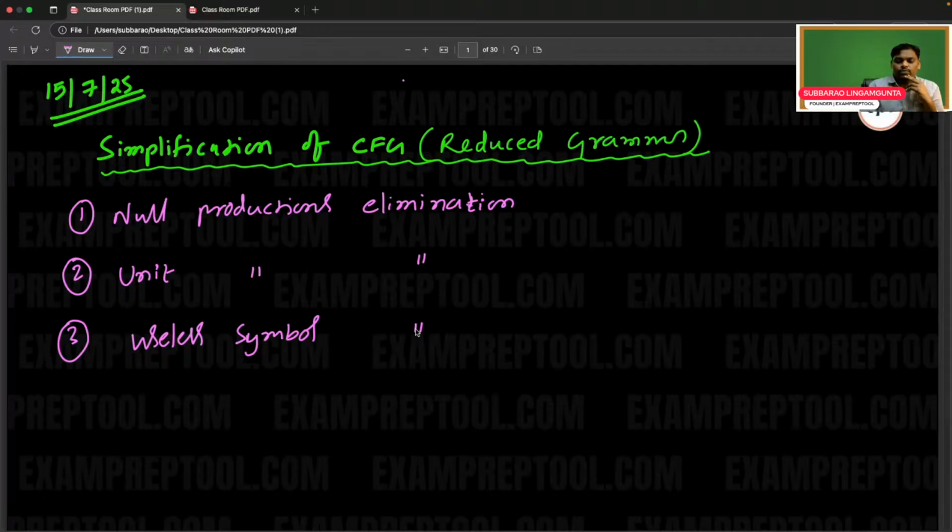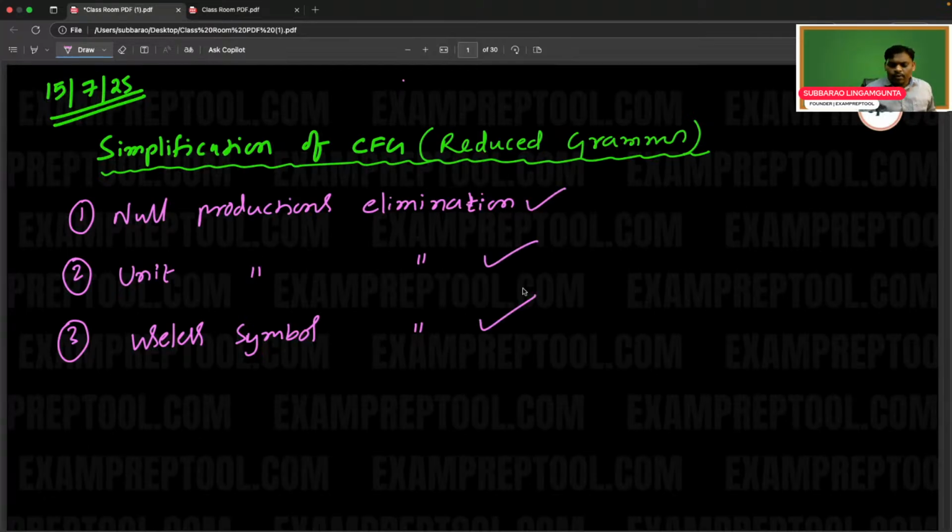Remember, this is the order also. If you don't follow this order, if you do whatever way you want, most probably at the end of these three steps, you may not get the simplified grammar. Try to understand. If you want to simplify a grammar, you have to apply these three in this order only: null production elimination, unit production elimination, useless symbol elimination. If you do it in this order, you will get the simplified grammar. If you don't follow this order, there may be a chance that you've done the three steps, but it is still not simplified. So in this order only you have to do. Please be careful. It is number one, number two, number three.